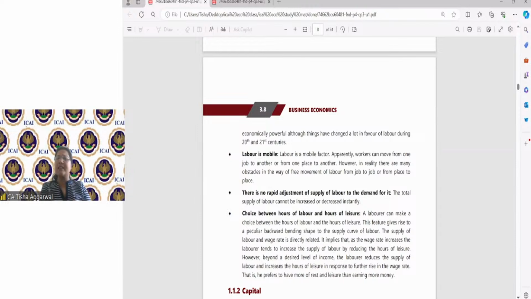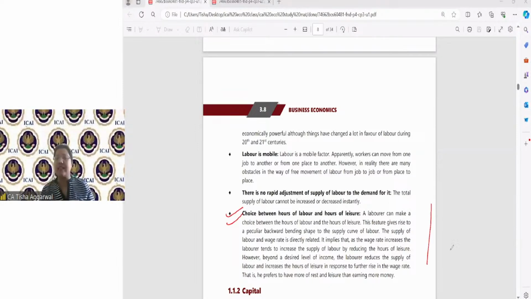Okay. Next, there is no rapid adjustment of supply of labor to the demand for it. Whatever the total supply is, you cannot increase it. For example, if one person can work 18 hours, it is going to be 18 hours only. You cannot increase it to 25 hours. Why? Because I also have to have leisure time. Correct? I need basic time to sleep. This is very much required. The most important one, which I already discussed with you, is the choice between hours of labor and hours of leisure.